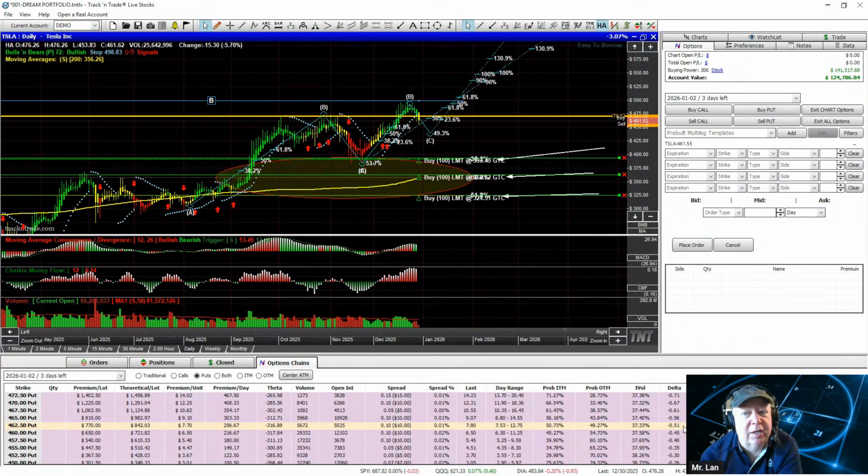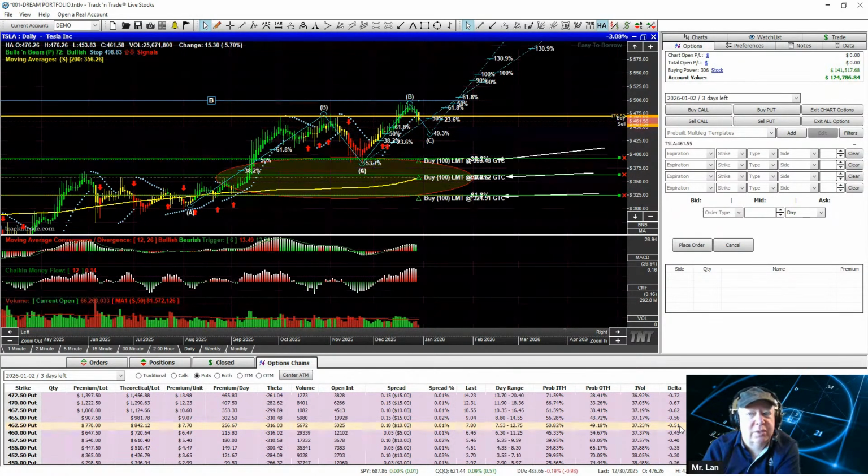Even though it represents 100 shares, when the market moves $1, this one will only go 51 cents. The option will only go 51 cents. So it will lose 51 cents on the downside, the option will, at the money, or it will make 51 cents for every dollar that the underlying stock moves. So it's half right now.